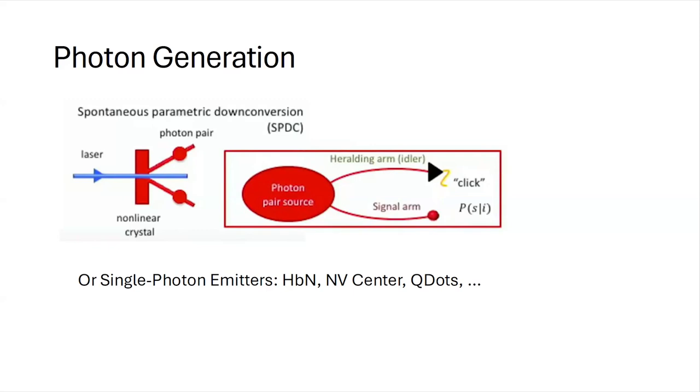Well, using a nonlinear crystal in a linear optical setting, you can say we are cheating. Let's make everything linear. You can do this if you use single photon emitters, like what you heard last evening from Özgür about hexagonal boron nitride, NV centers or quantum dots, like single emitters.